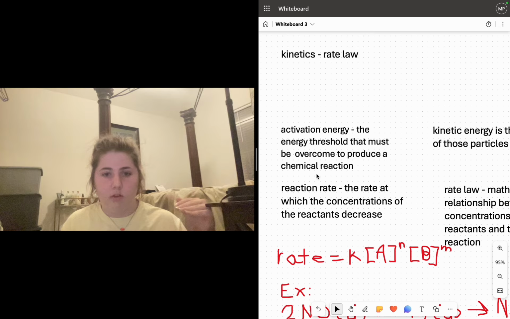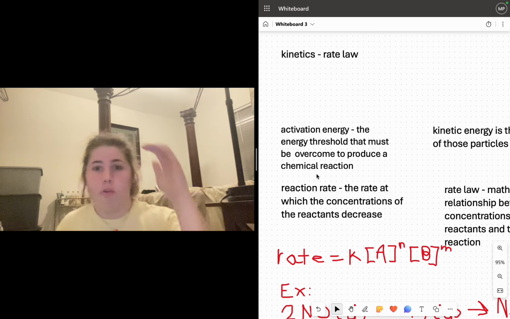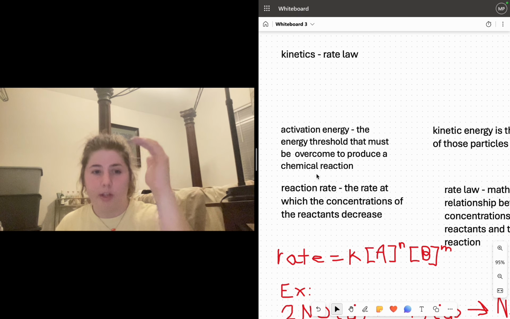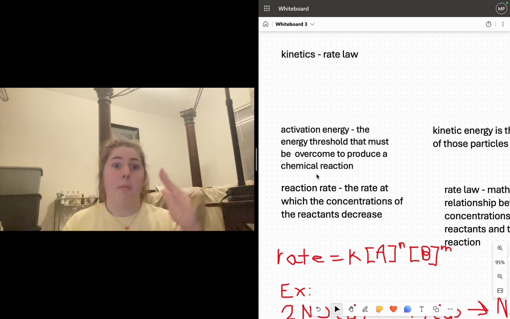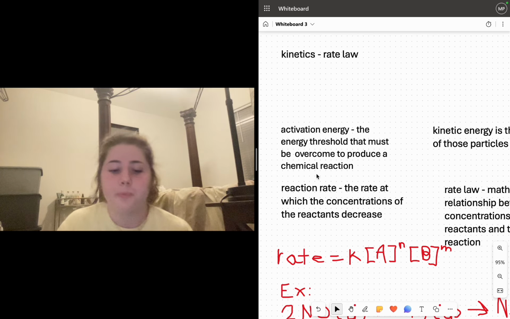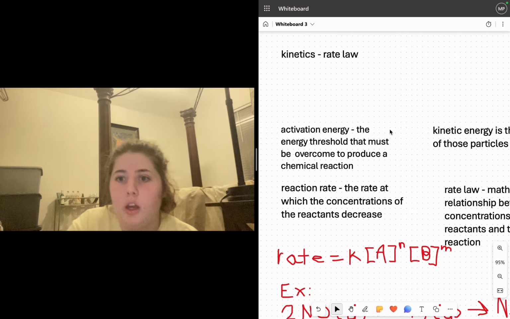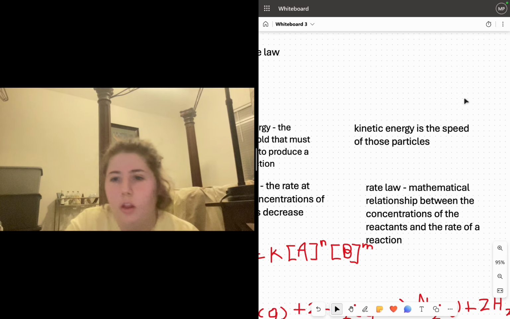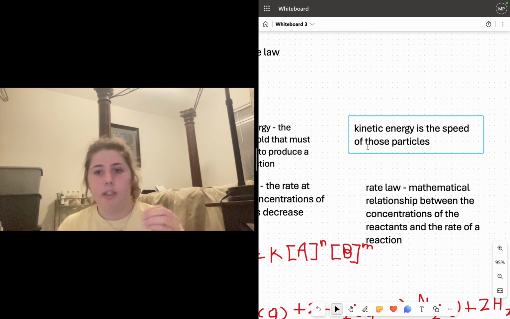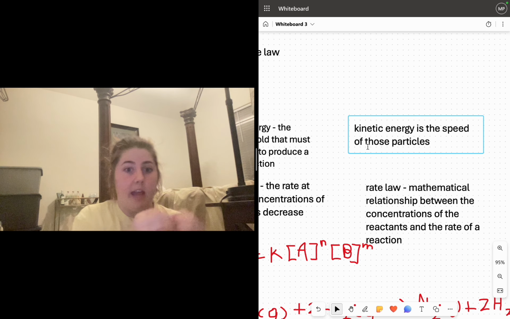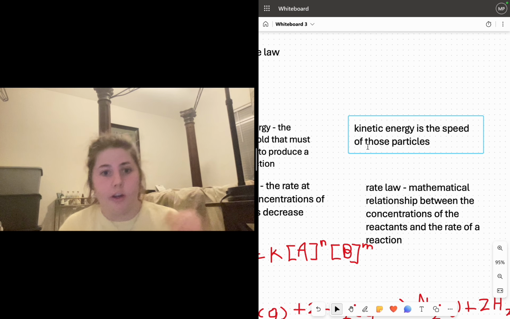So I know in the video they use the visualization of it having to go up over a hill, like having to gain enough kinetic energy to pass that threshold at the top of the hill to then form a chemical reaction instead of just not bumping into each other hard enough and bouncing back off. But over here I have that kinetic energy is the speed of those particles. So they're bouncing off each other and building energy, more energy, more energy. And then finally, once they've gained enough kinetic energy, they make it up over that hill.